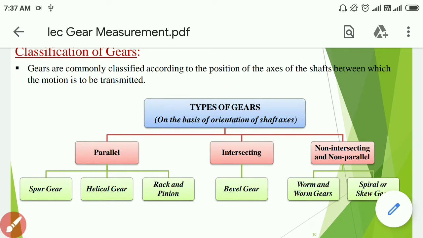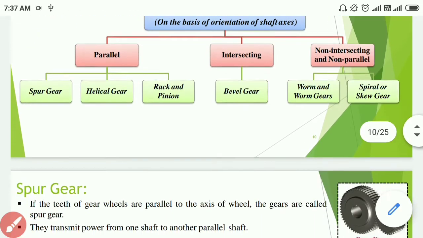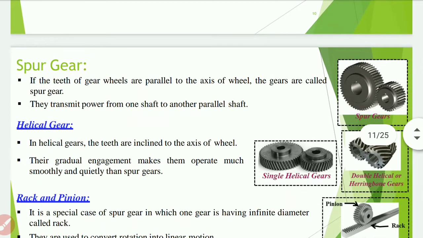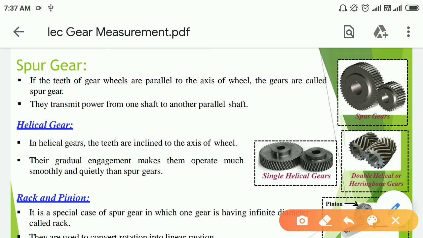Now we will understand details about the gears. First one is spur gear, as shown in the figure here. The teeth of gear wheels are parallel to the axis of the wheel, and such gears are called spur gears. They transmit power from one shaft to another shaft, as shown in the figure.